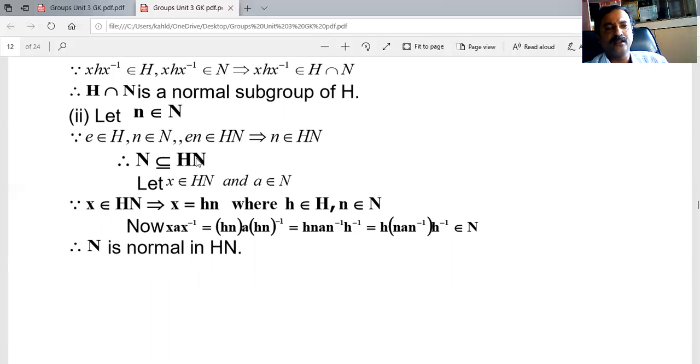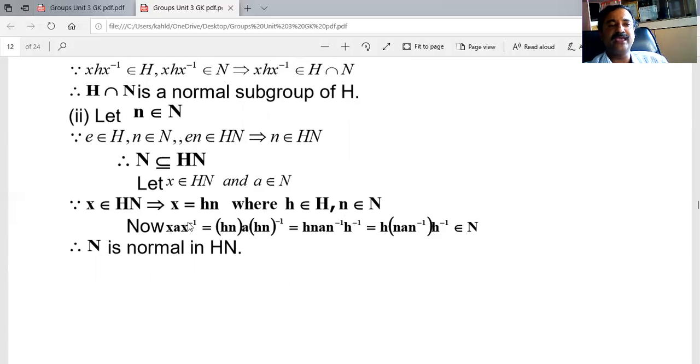Now I am taking small x belonging to HN and some a belonging to N. What is that? x is in HN and a belongs to N. x belongs to HN implies, how are the elements in HN? The elements of HN are like small h, small n. So x is also like that, small h times small n, where small h belongs to capital H and small n belongs to capital N.